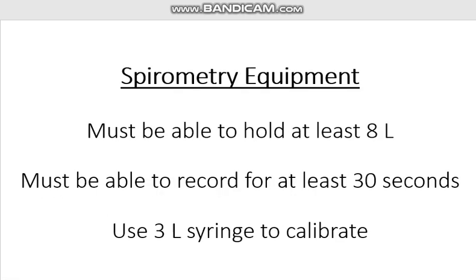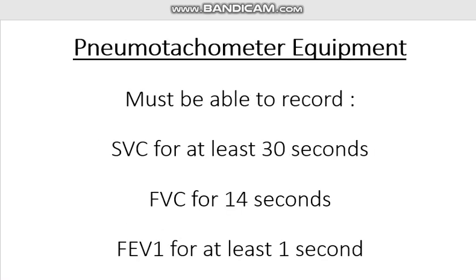Spirometry equipment standards are: they must be able to hold at least 8 liters. They must be able to record for at least 30 seconds. And they use a 3-liter syringe to calibrate. Pneumotachometer equipment standards are: they must be able to record FVC for at least 30 seconds, FVC for 14 seconds, and FEV1 for at least 1 second.